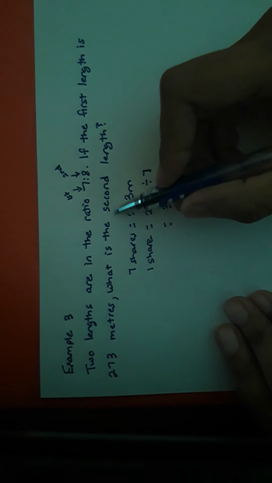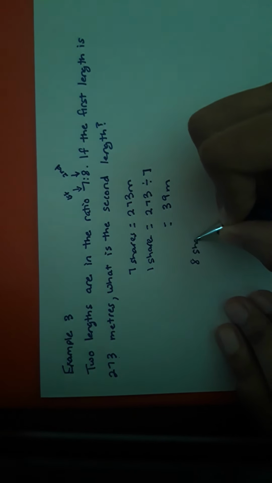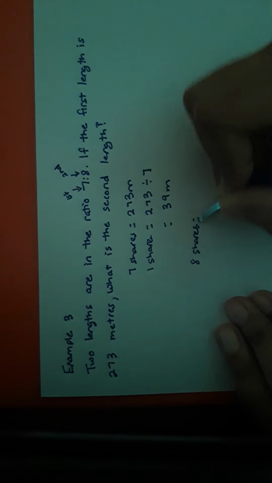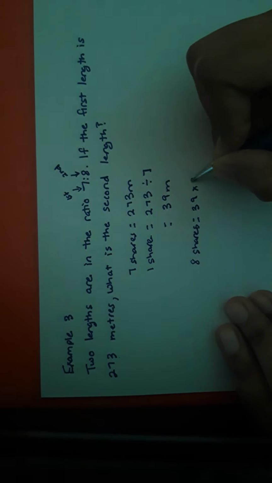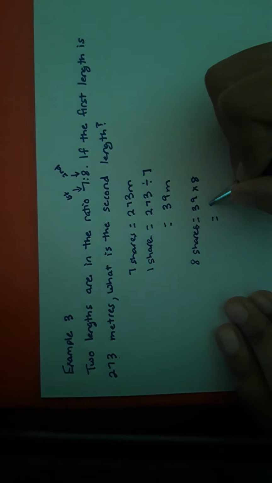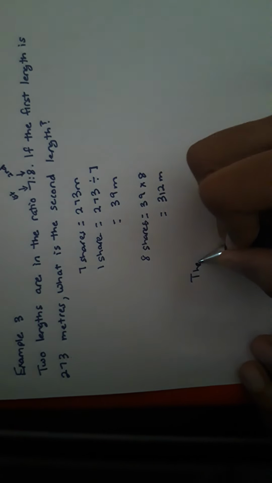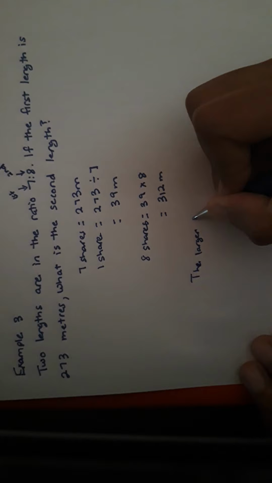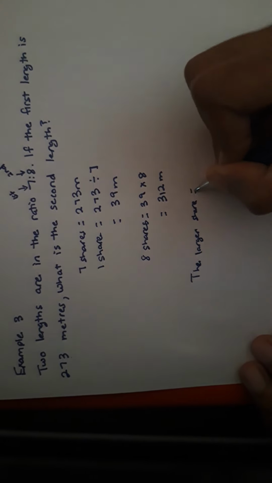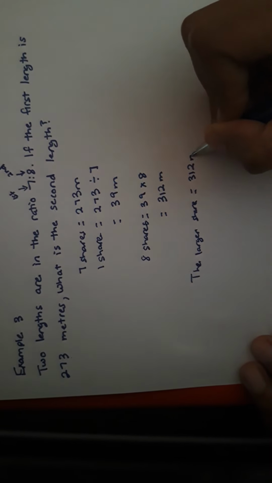We are asked to find the second length. The second length is represented by 8. So we have to find 8 shares, which would be 39 multiplied by 8, which is 312 meters. The larger share is equal to 312 meters.